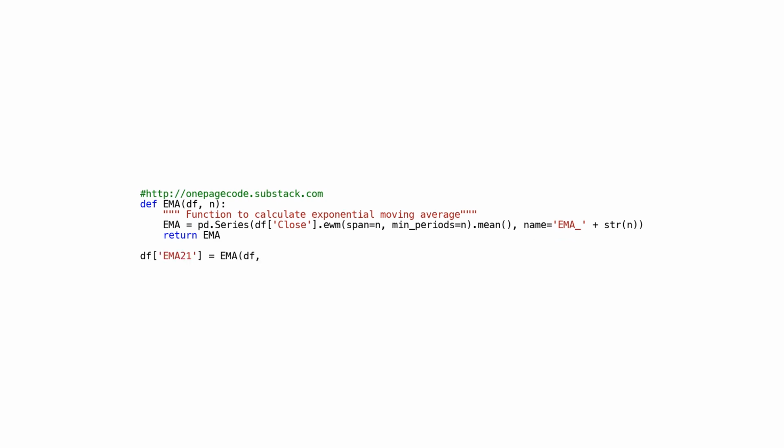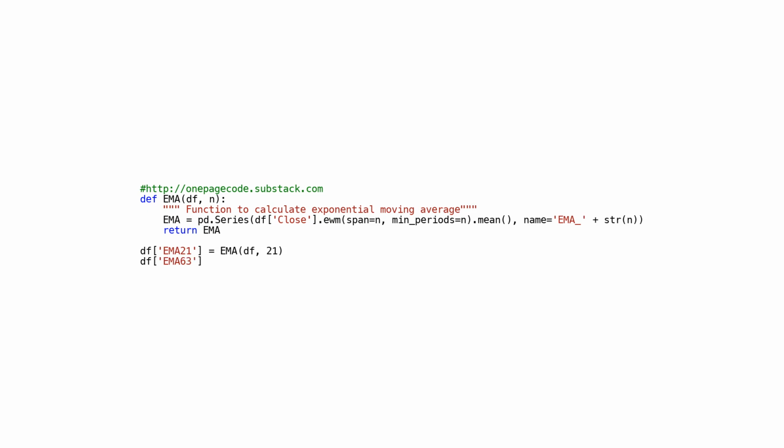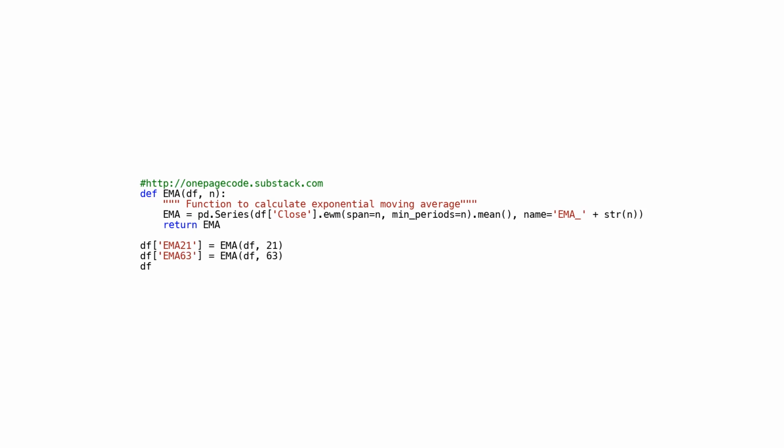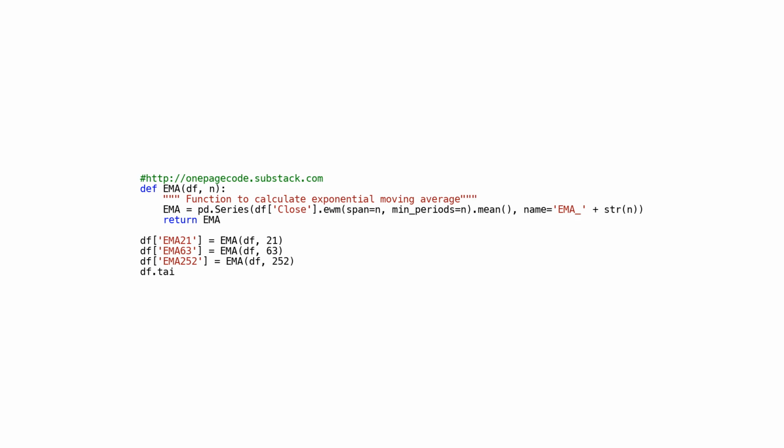In order to calculate 3 different exponential moving averages, the code calls the EMA function 3 times, with n set to the different values 21, 63, and 252. As a result, 3 new columns EMA21, EMA63, and EMA252 are created in the original data frame. A tail function is used to display the last few rows of the updated data frame. It enables the calculation and visualization of multiple exponential moving averages from the same dataset easily.